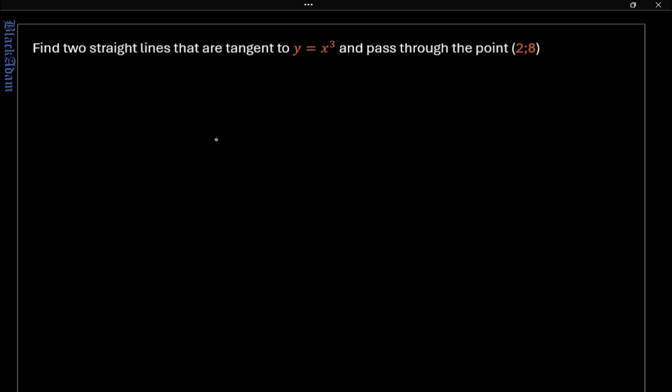Welcome to math class. We have two straight lines that are tangent to y equals x cubed that pass through (2, 8). So we have a point there. Our point is (2, 8), and from that point we know that 8 is a cubed, if we relate 2 is equal to a.